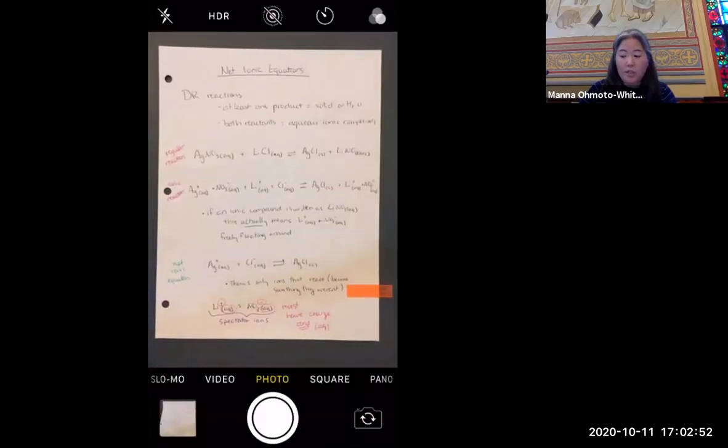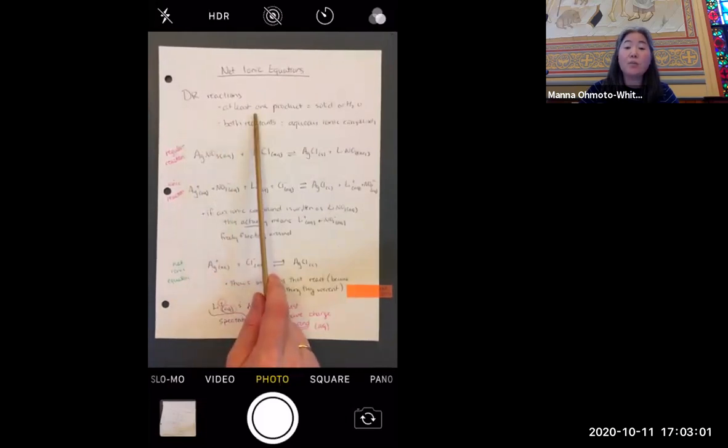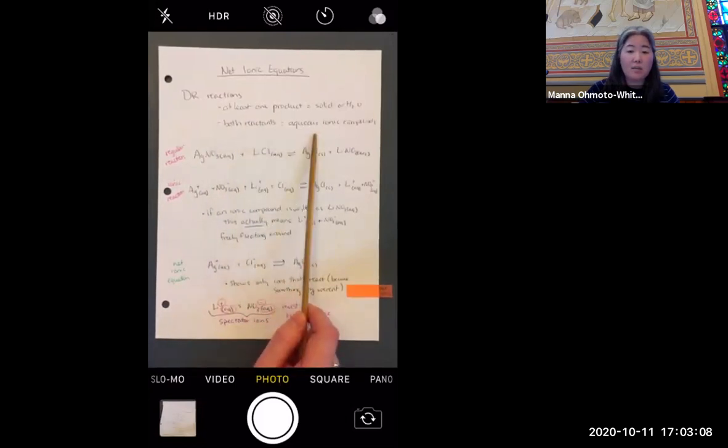Net ionic equations. Net ionic equations are used in double replacement reactions. And remember that with double replacement reactions, DR reactions, at least one of the products has to be a solid or water, and both of the reactants have to be aqueous ionic compounds.